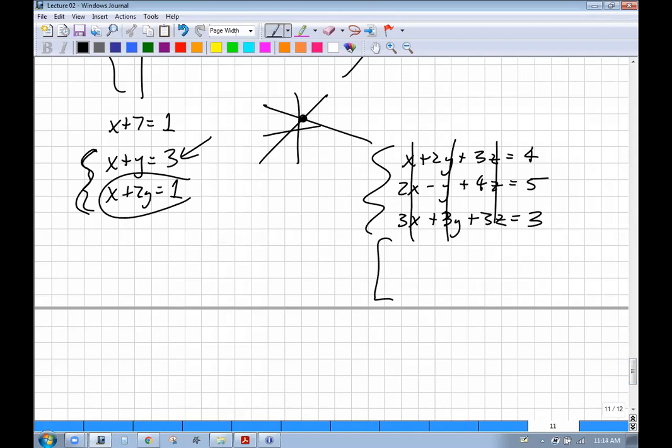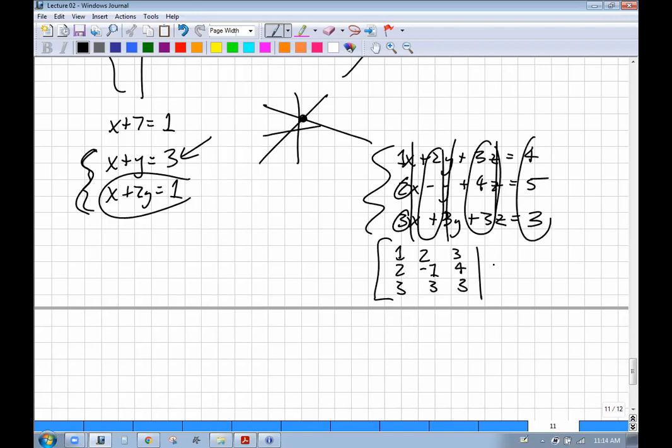If you put them in order, the x column, y column, z column, we could rewrite this as just, this is a 1 here. We'd have a 1, 2, 3. And then this column would be a 2, a -1, and a 3. This column would be a 3, 4, 3. And then this column would be a 4, 5, 3. All right. So that would be a matrix. We just don't even bother writing the x's and the y's and the z's.